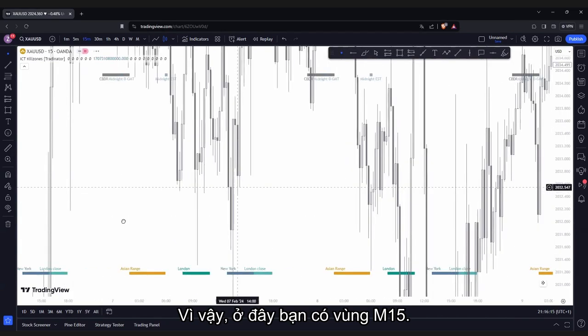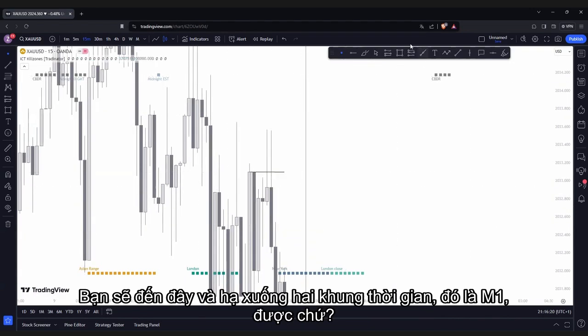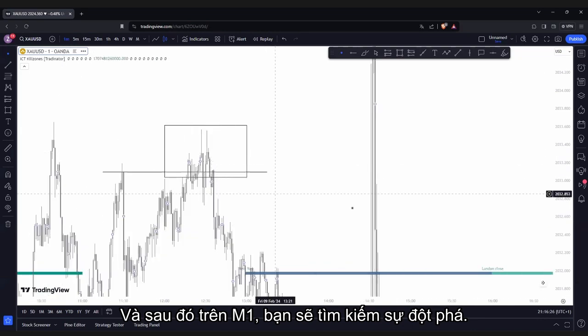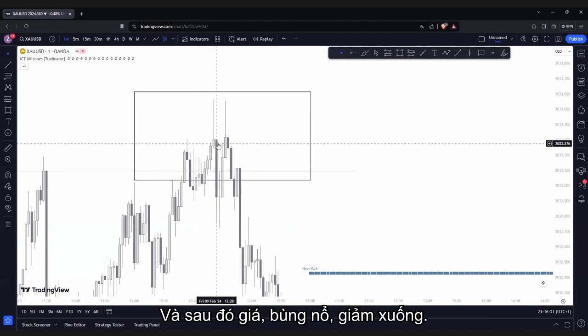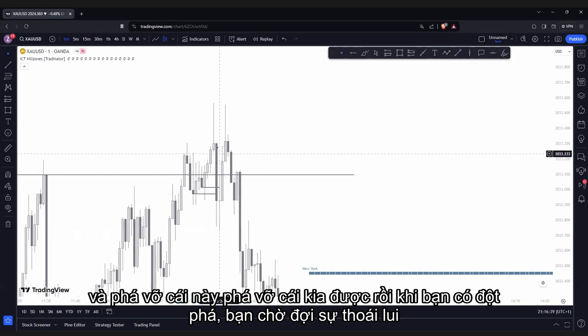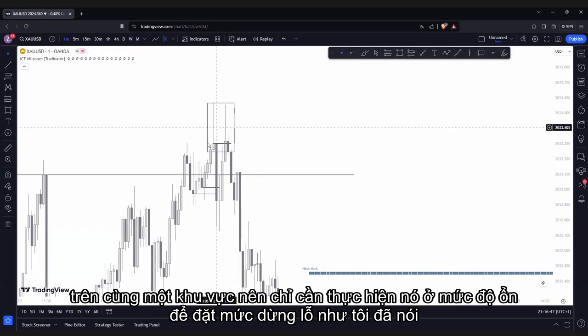So here you have an M15 zone, an M15 fresh A level. You're going to go here and 2 time frames lower, which is M1. On M1, you're going to look for a breakout: low, high, lower low, higher high, no breaks. Then price drops and breaks this one, breaks that one. Once you have the breakout, you wait for the pullback to the extreme level right here or the engulf. In this example, they're both on the same area, so just execute it on the A level.